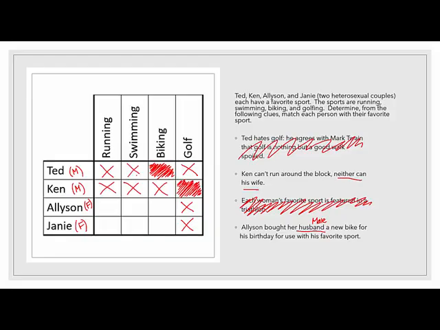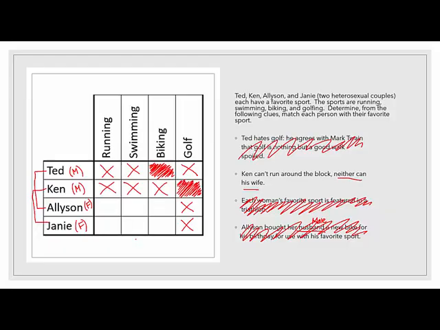I'm also going to make a connection here because it says Allison bought her husband the bike. So Allison must be married to Ted. And if Allison and Ted are married, that means that Ken and Janie must be married. So we've used this clue, right? We've gotten everything out of it. Now we can come back up here. Ken can't run around the block. Neither can his wife. Well, let's take a look. Who's Ken's wife? That would be Janie.